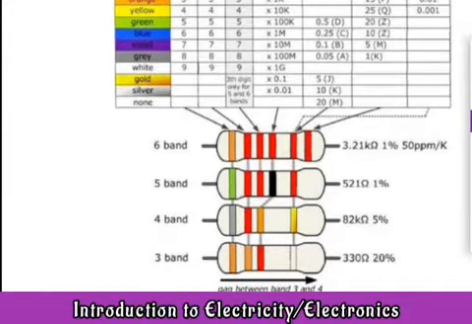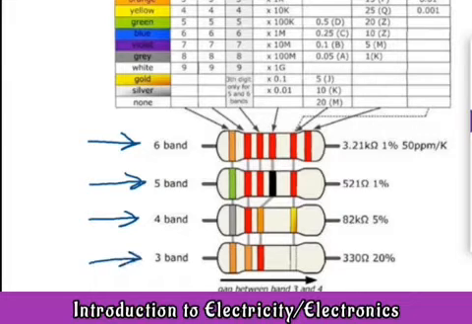The first one is using the 6-band method. The second one is using the 5-band method. The third one is the 4-band method. The fourth one is the 3-band method. The band here is simply the colors.